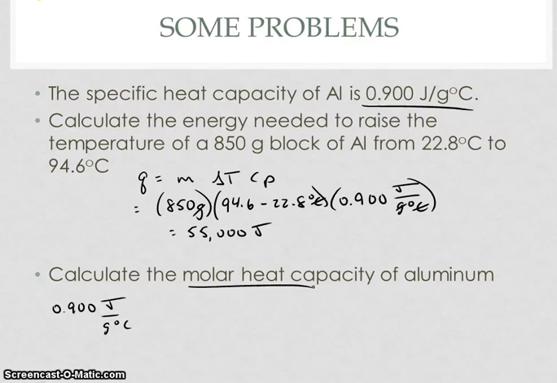So we're going to do a conversion from grams to moles. It tells us our substance is aluminum. So the periodic table will tell us that 26.98 grams of aluminum for every 1 mole of aluminum. That'll leave us with 24.3 joules per mole degree Celsius.